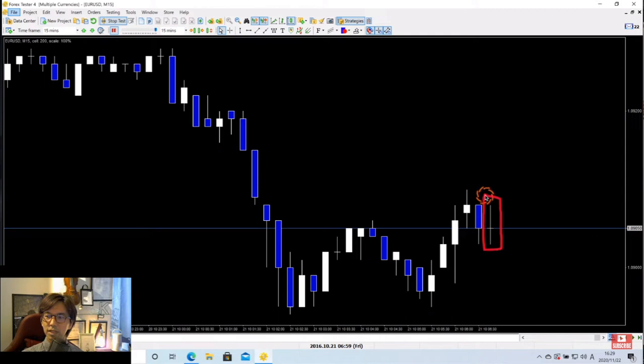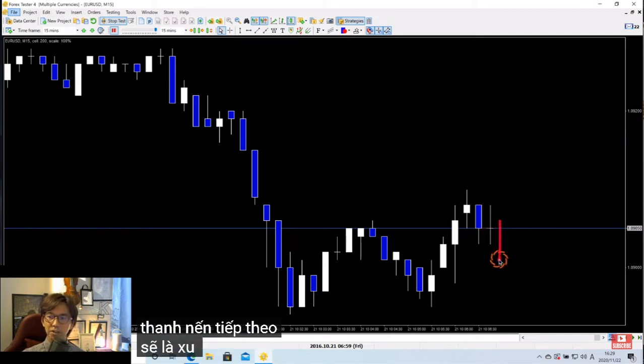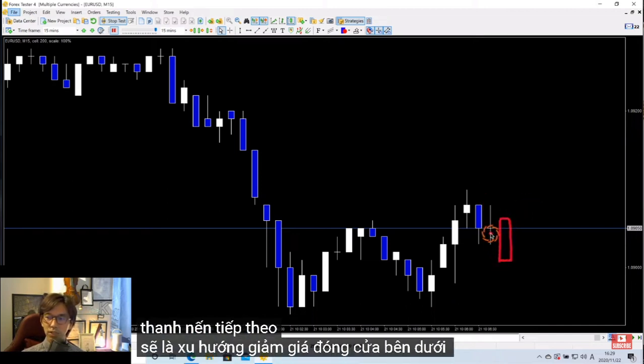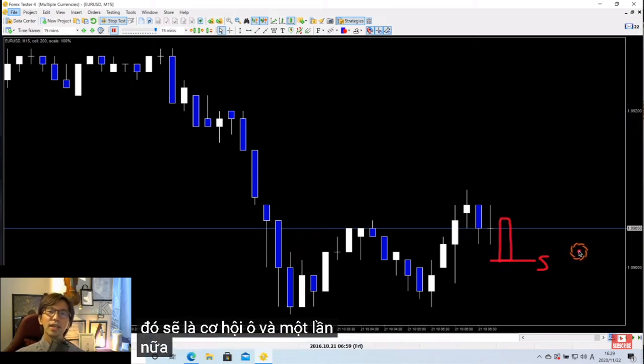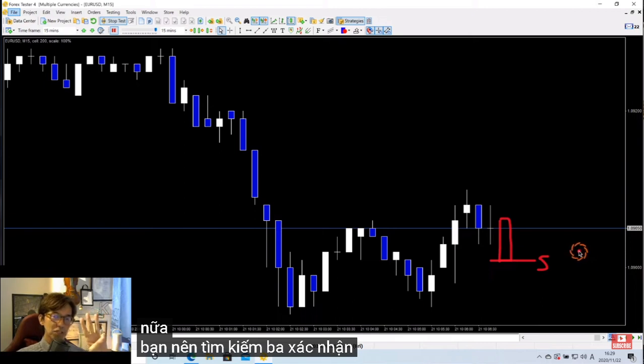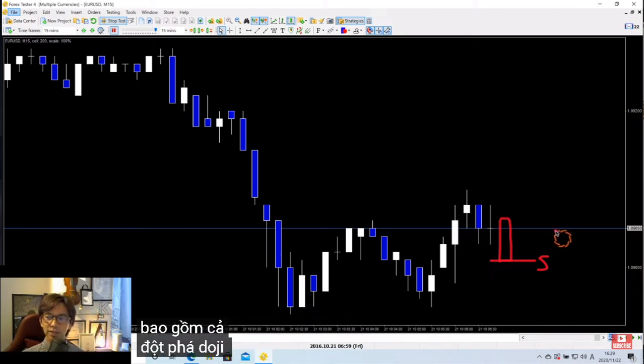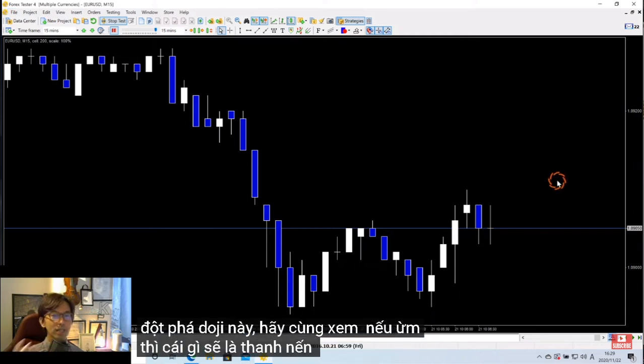We see a doji candlestick right here where the start price and close price are exactly at the same level, with the wicks pointing up and downwards. So if the next candlestick is bearish and closes below the doji, that will be a sell chance. And once again, you better look for 3 confirmations including this doji breakout. So let's see what the next candlestick will be.